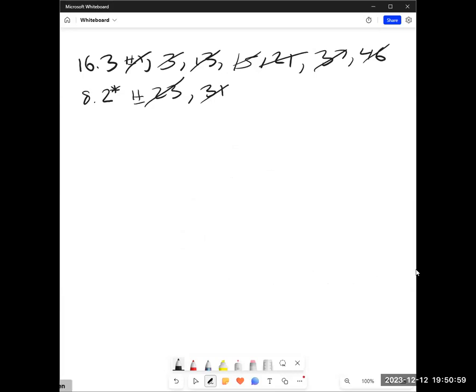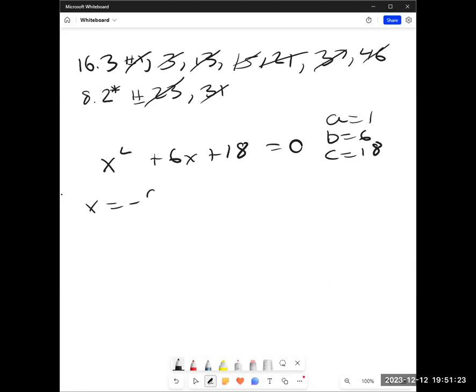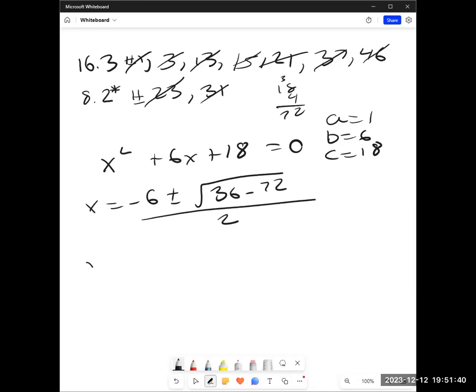Last one for this video will be x squared plus 6x plus 18 equals 0. So our A will be 1, our B will be 6, and our C will be 18. x is going to be negative b plus or minus the square root of b squared minus 4 times a times c. 4 times 18 is 72. 2 times 1 is 2.